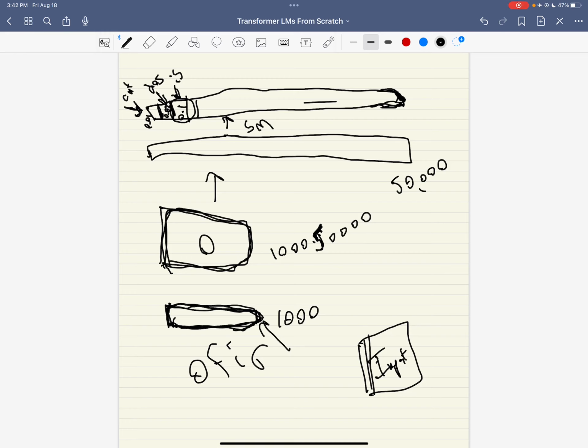Later on, it's actually a paper that I wrote that showed that you can use the same matrix for both of them, but right here you can't.